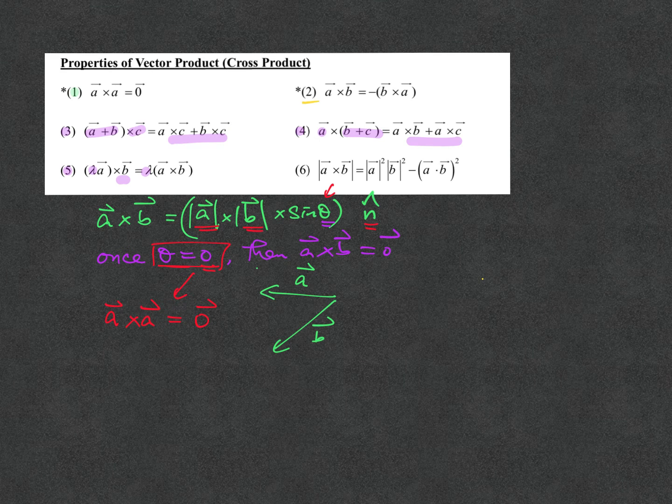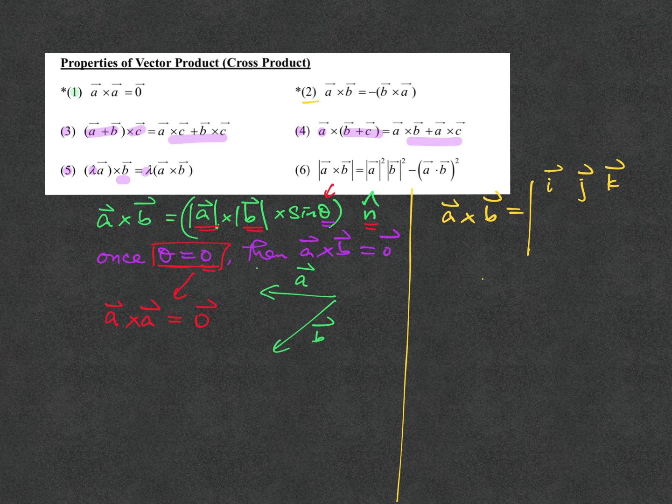Next, for number 2, we have to understand the formula by making use of the determinant. A cross B vector will be equal to the i vector, j vector, k vector in the first row. Suppose A vector is A1 i, A2 j, A3 k, while B vector is B1, B2, and B3 in this way. So this is how we can really operate and find out the cross product precisely.